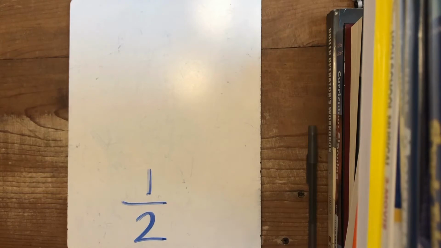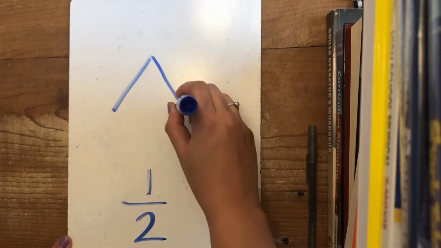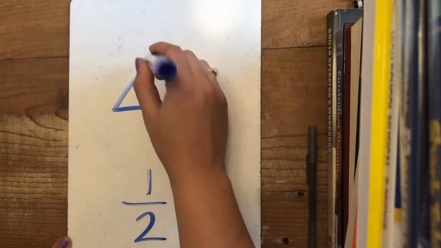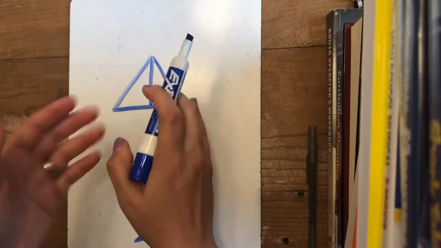We are going to review over some of the fractions that we've learned. This is 1/2. So if you want to, you can draw your own shape. I'm going to show you a shape that I am drawing, which is a triangle with all equal sides. And I'm going to create 1/2. So I'm splitting my triangle in half.